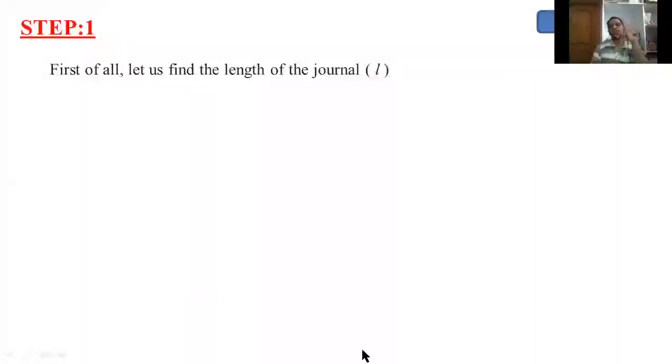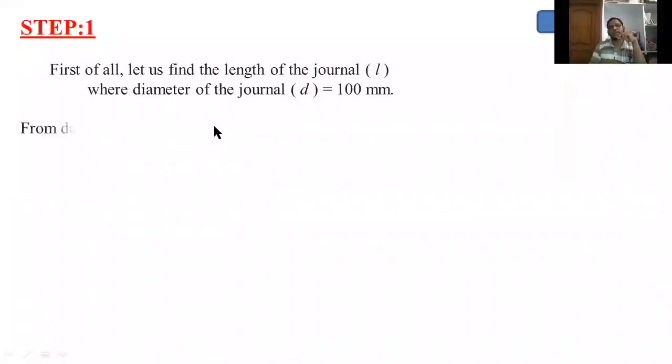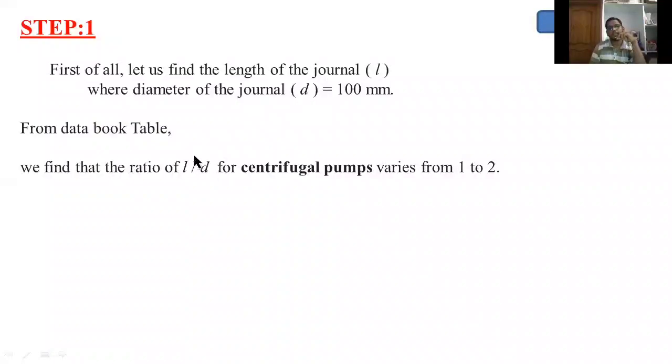Now, coming to the design procedure, step number one. In step number one, you have to find the value of length of a bearing. That is, you have to find the value of L, small l is the length of a bearing. So, by using the data book, you have to consider L by D ratio. From the data book, you have to find the value of L by D ratio for centrifugal pumps. Small d, diameter of the journal is given, that is the diameter of the journal equal to 100 mm.